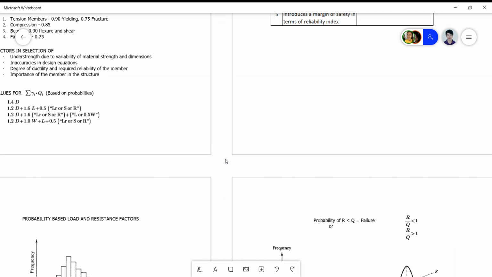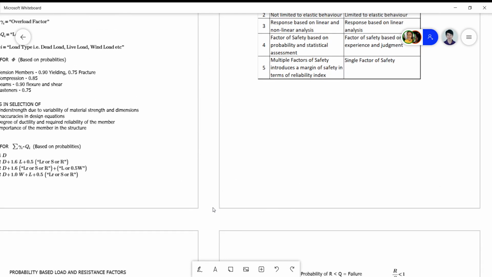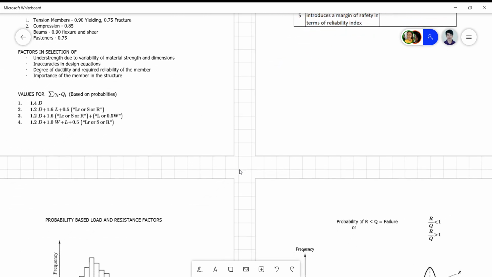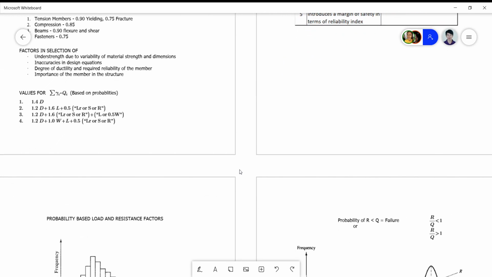Okay, so that's it for the two methodologies. I'll see you on the next video for some probability-based load and resistance concepts.